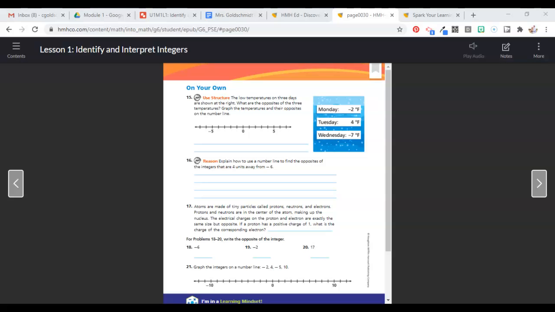Okay, here's part two of On Your Own. Let's see how you did. On number 15, it says the low temperatures on 3 days are shown to the right. That's right here. What are the opposites of the three temperatures?